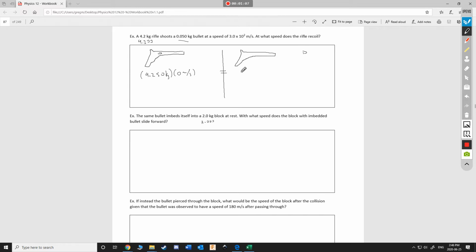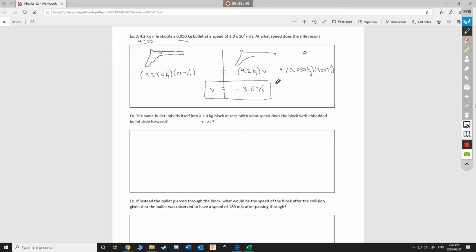So now the gun is going to recoil backwards. With 4.2 kilograms, we can calculate explicitly how much that recoil is. The bullet is 0.050 kilograms, and it's traveling at 300 meters per second. So 0.05 times 300, move that to the other side of the equation, divide by 4.2, we get a speed of negative 3.6 meters per second. So this gun is going to recoil backwards at 3.6 meters per second.